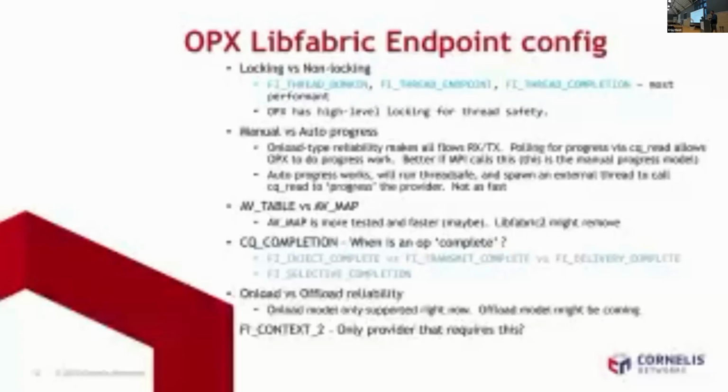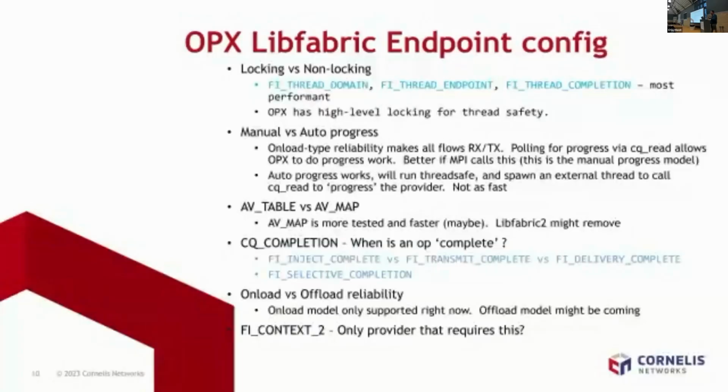The auto progress model, where basically we spawn a thread and we read our own completion queues every 500 milliseconds, or whatever the timer's set to, and that's not nearly as performant as a cooperative model from the middleware. And this is one I wanted to talk about, the completion models.